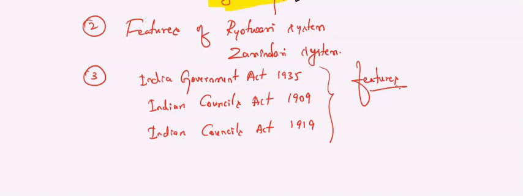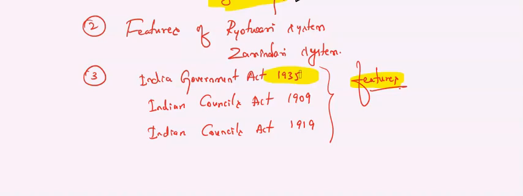Okay, and make sure that in a question, if you see the word 1935 Act, you should write the same answer. Maybe they may ask you the question sometimes in indirect form. Example like this also they can ask you. How does the India Government Act of 1935 become the base of Indian Constitution? Instead of asking features, they may ask you the question like this. Both are one and the same.